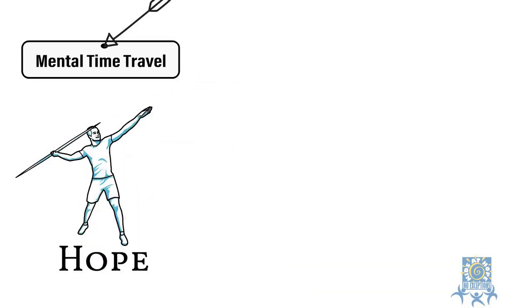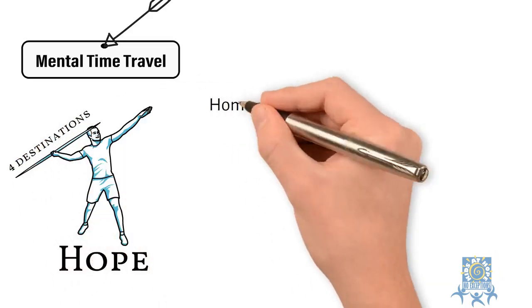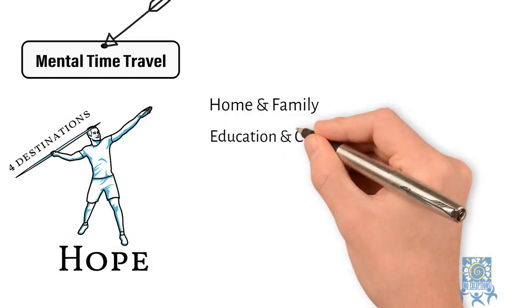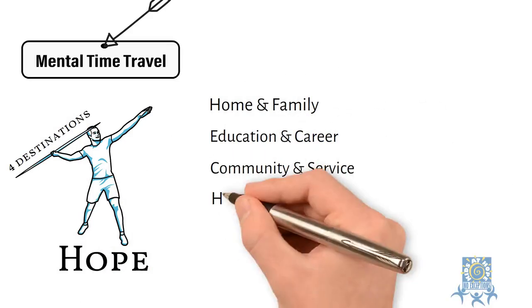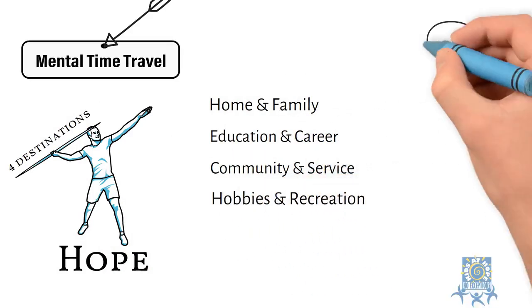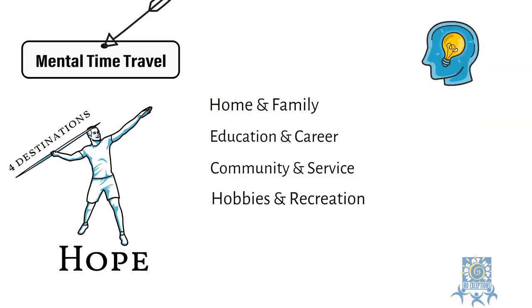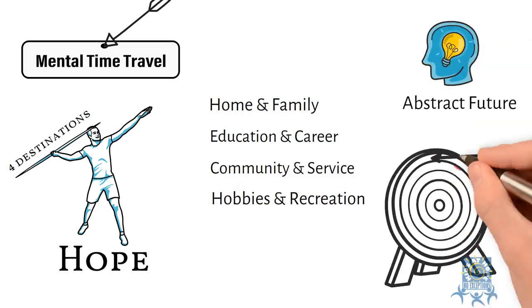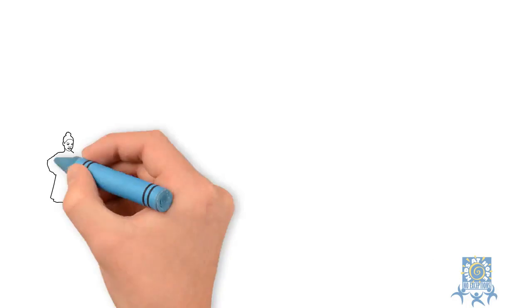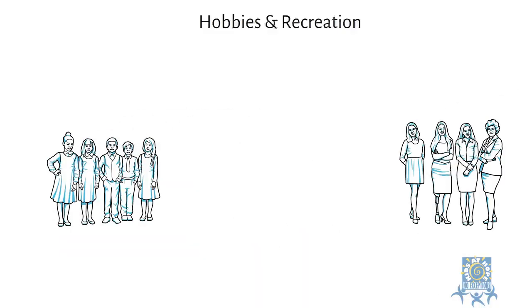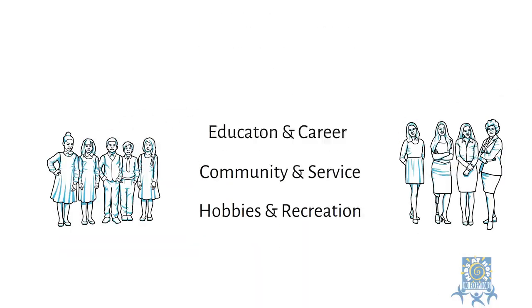With a focus on mental time travel, hope is then activated by introducing life's 4 major destinations: home and family, education and career, community and service, and hobbies and recreation. The concept of future is no longer abstract. It has focus and dimensions. Children and adults can now imagine their goals within each of the 4 destinations.